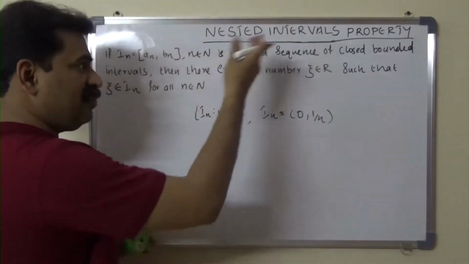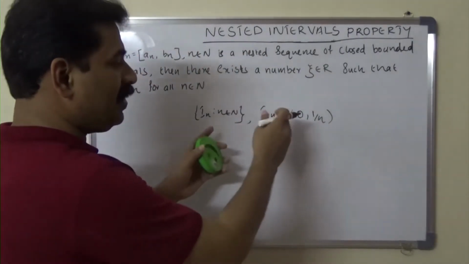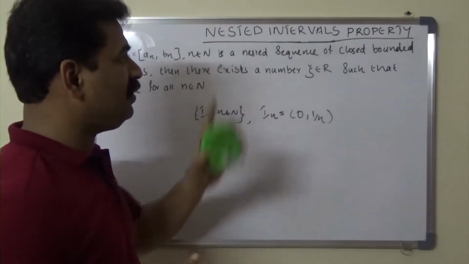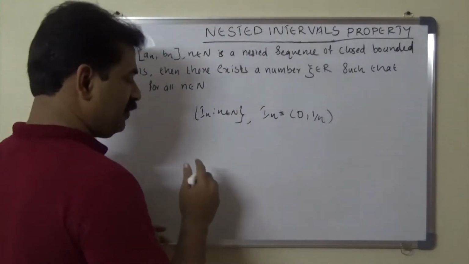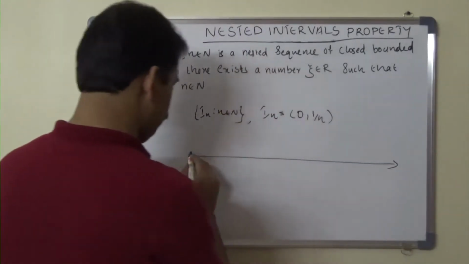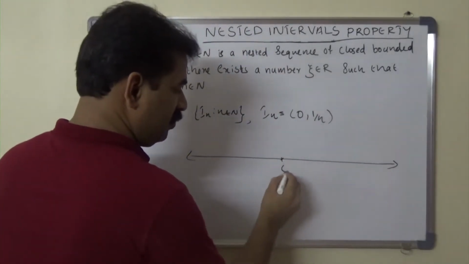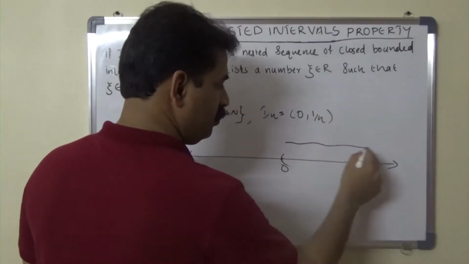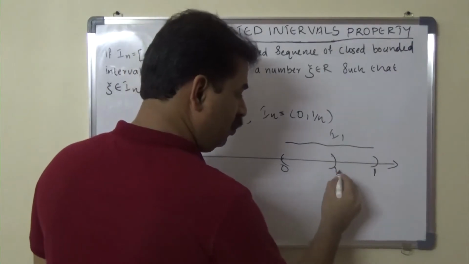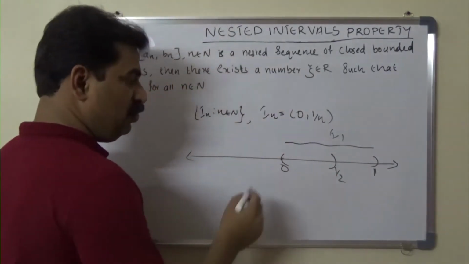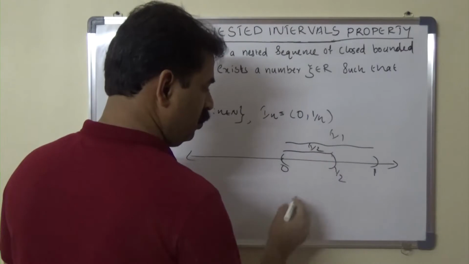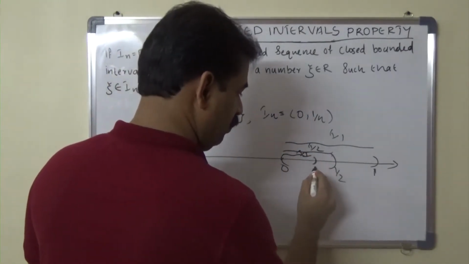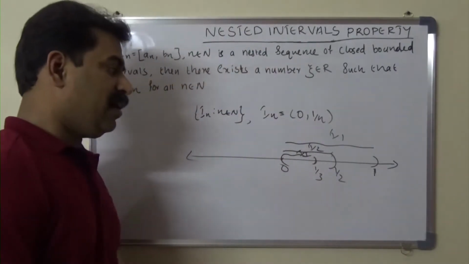This collection is also nested intervals. If we take I_n equals the open interval (0, 1/n), then this collection becomes nested intervals. In this case, this is 0, so this is I_1, and this is I_2, the open interval (0, 1/2), and this is I_3, 1/3. Clear?